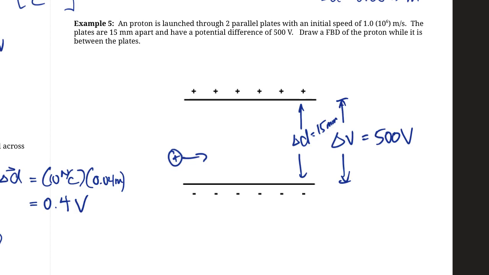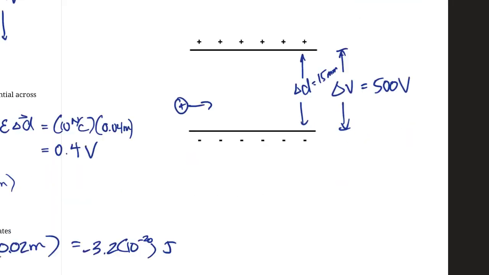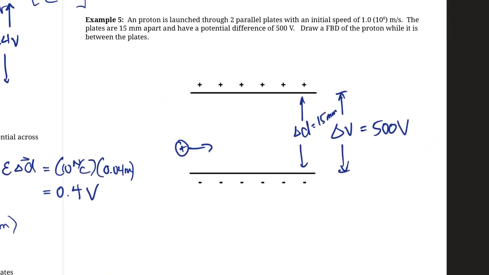So all we're asked to do in this question is draw a free body diagram of the proton while it's between the plates. So what we need to do is find the forces acting on it. And remember, the force acting on a charge, we can calculate using Coulomb's law, or the simplified version of Coulomb's law when we know the field strength.